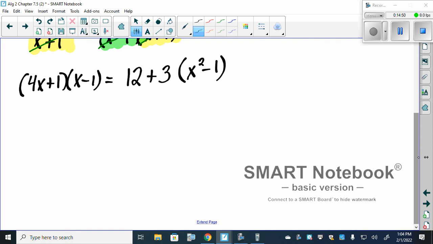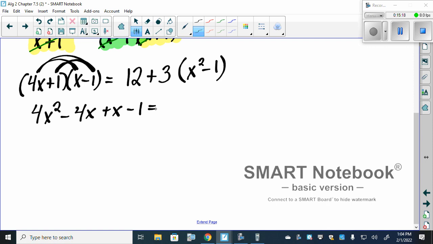Now, unfortunately, the 4x plus 1 and the x minus 1, we don't have it factored down, so we'll need to actually multiply it out to see what it becomes. So here we can do 4x times x, which is 4x squared. We'll do 4x times negative 1, which is negative 4x. Then we can do 1 times x is plus x, and 1 times negative 1 is negative 1, is equal to 12 plus, here we'll distribute the 3. 3 times x squared is going to be 3x squared, and 3 times negative 1 would be negative 3.